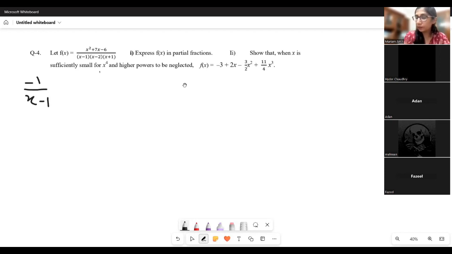Then plus 4 over x minus 2. And then minus 2 over x plus 1. So I'm going to bring all the denominators up.